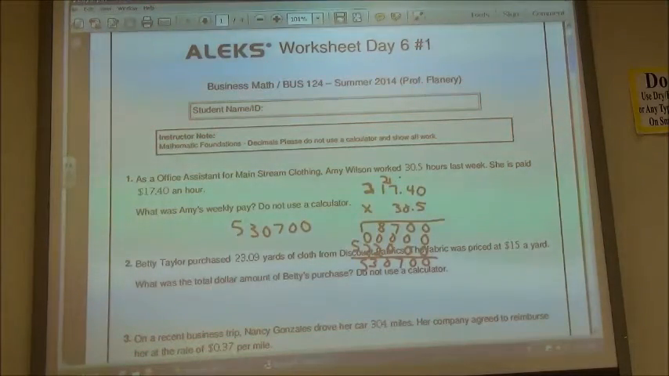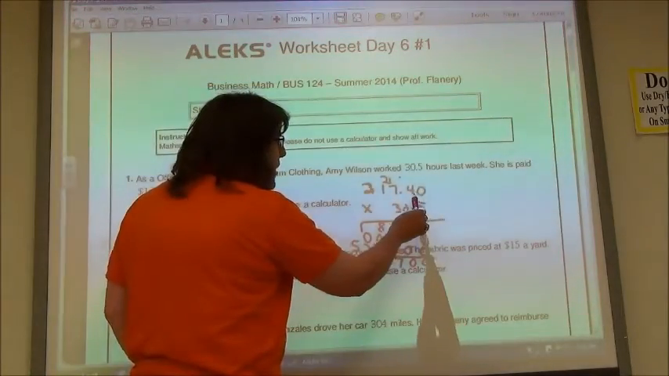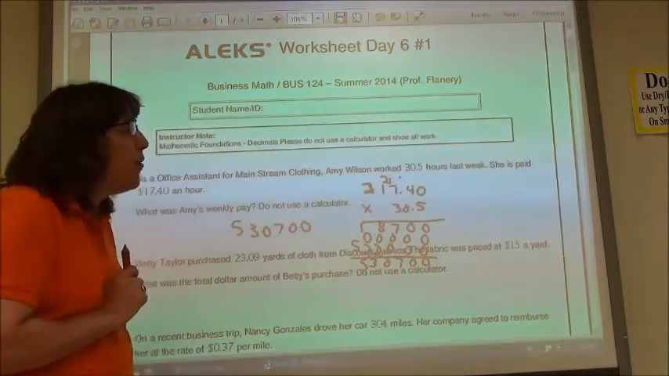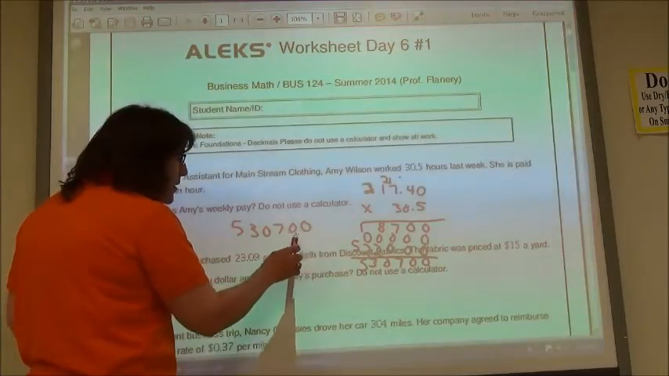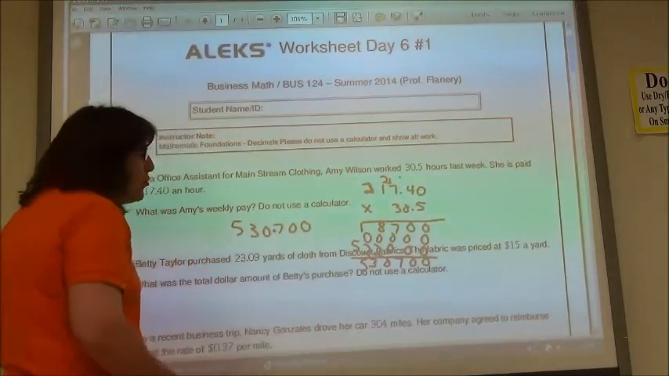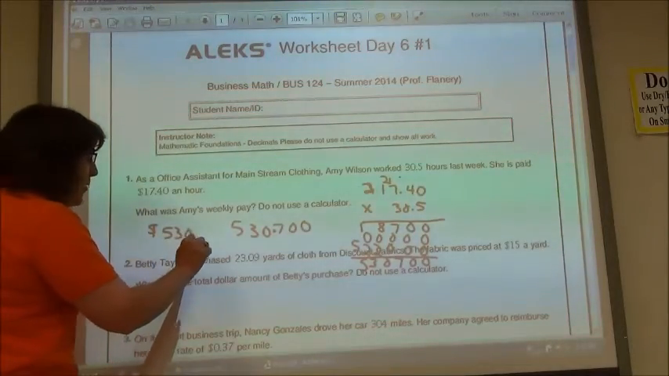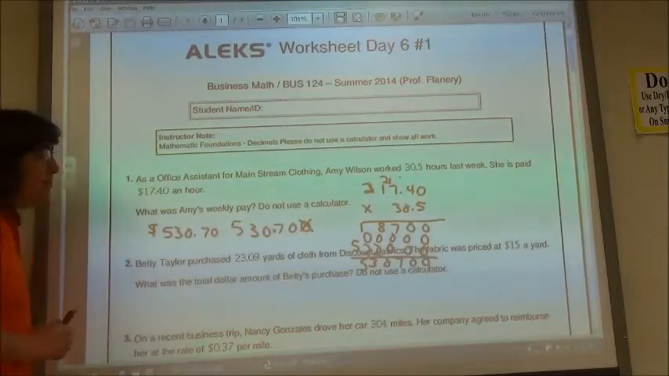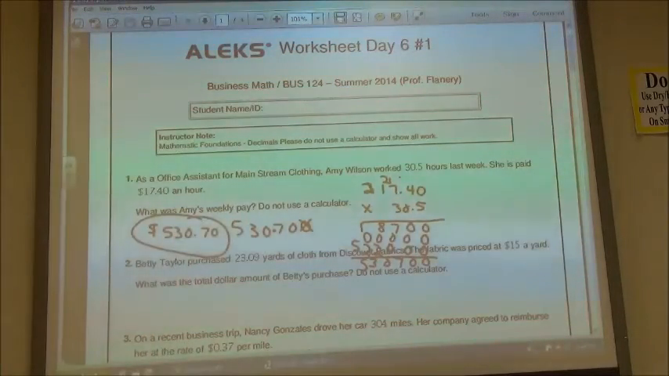Then we figure out where our decimal goes. To figure out where our decimal goes, we go from the end of the number. It's 2 places from the end on this one and 1 place from the end on that one. So 2 plus 1 would be 3 places from the end. 1, 2, 3. Since we're talking about money, that would be $530.70. We don't need the third zero because money only goes to the hundredth spot when we multiply that out.